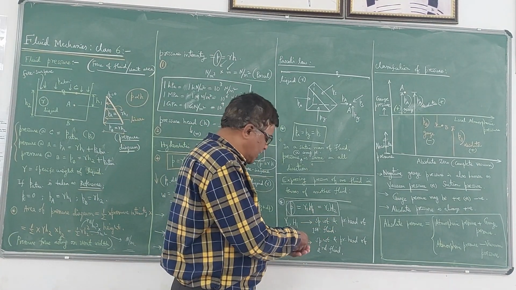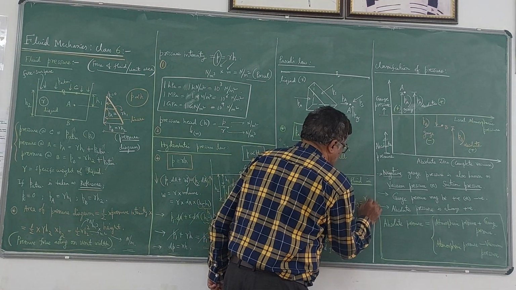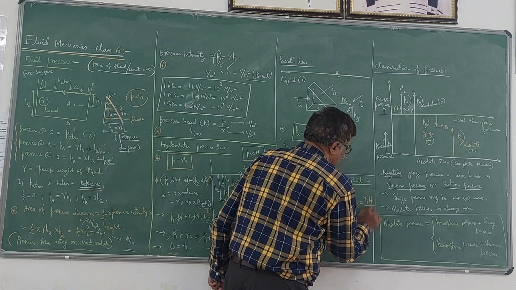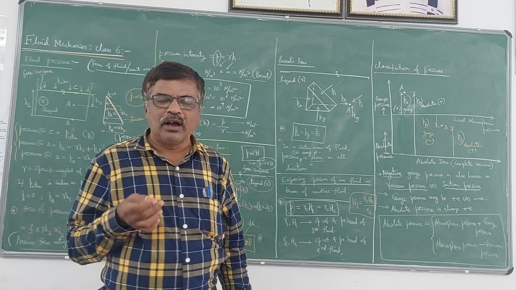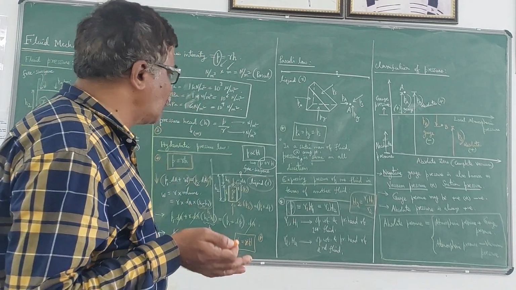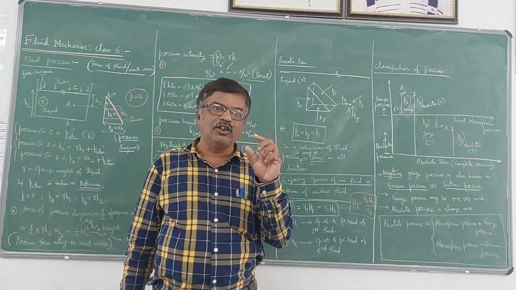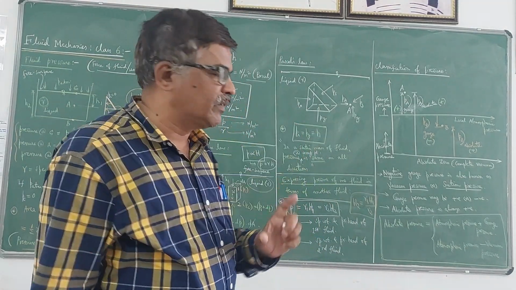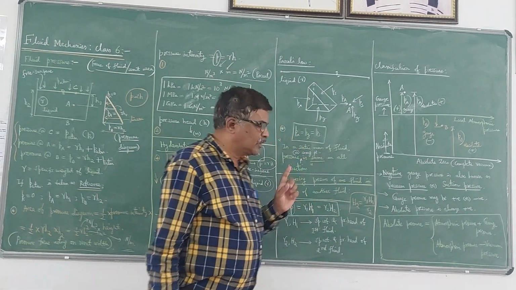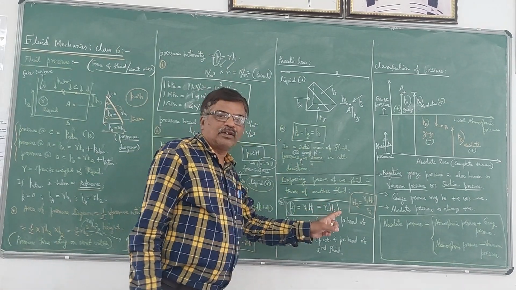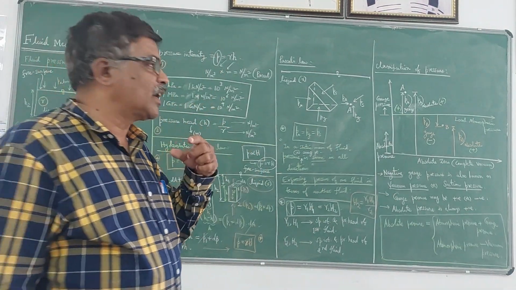For example, if H2 is unknown, H2 can be written as gamma 1 H1 divided by gamma 2. Maybe one may be water, two may be mercury or oil, something like that. The only thing is, you should know the specific weights of those liquids and the value of pressure head in terms of one liquid. Then you can find the value of pressure head in terms of the other liquid. So this is how we can convert the same pressure of one liquid in terms of another liquid.